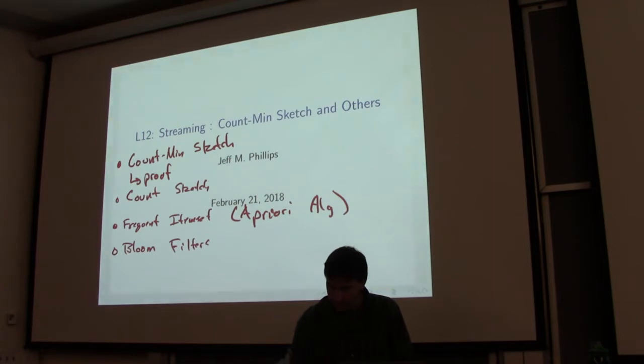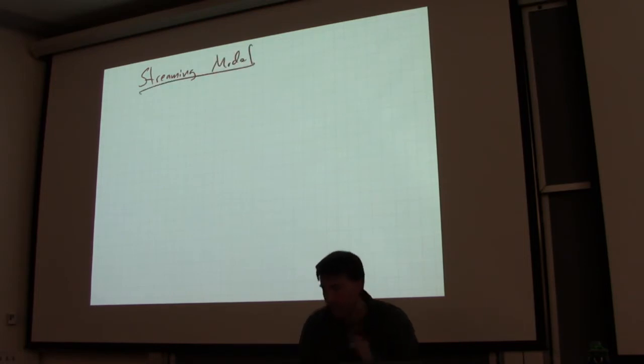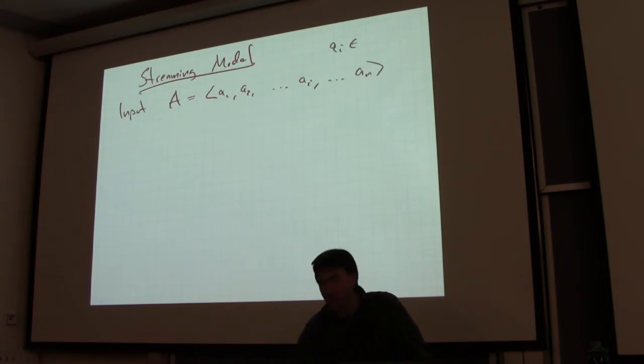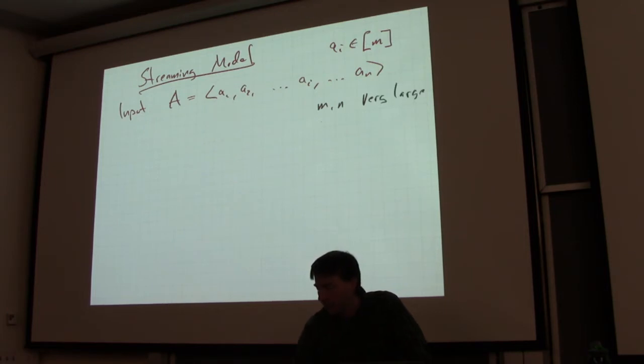Okay, and so just to review, the streaming model is that our input is going to be this large sequence of items, where we're going to assume that each a_i is in some bounded universe of size m, right? So there are m possible things. It could be m IP addresses, or m possible words in the dictionary that we're keeping track of, something like this. Both m and n are very large. We want to use roughly on the order of log n plus log m space.